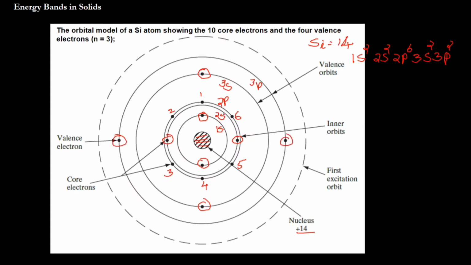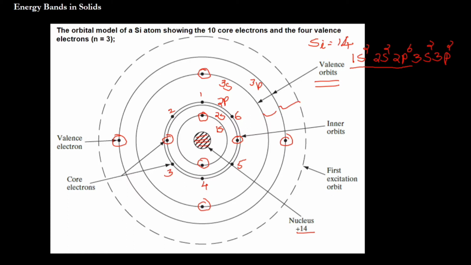So we call these two orbits, 3s and 3p, the valence orbit, because that is the outermost orbit present in the silicon atom, and these three orbits we call inner orbits. Whatever electrons at the outer orbit get excited and go to the conduction band, all those processes will happen. So this is about the orbital structure of silicon.